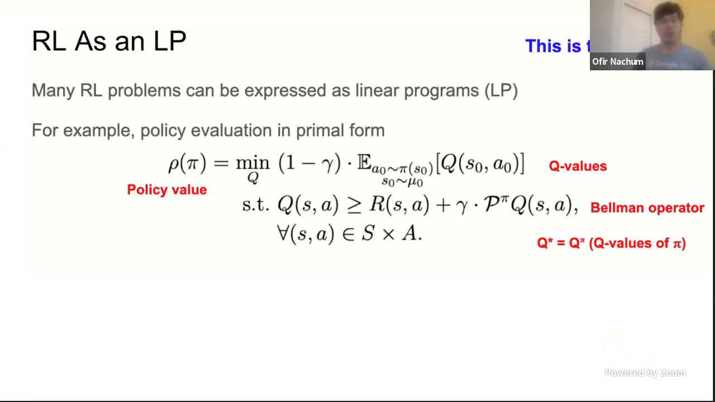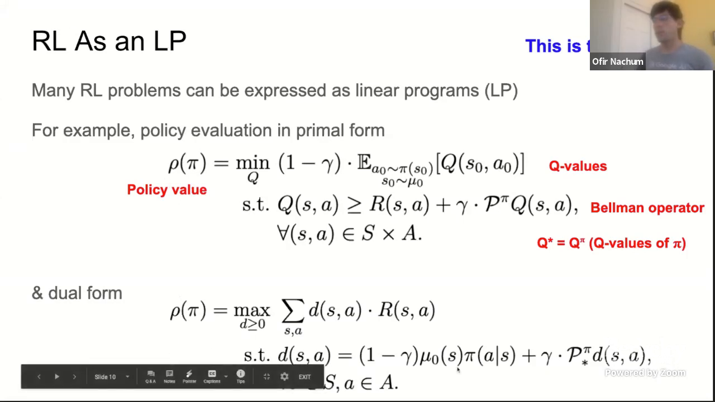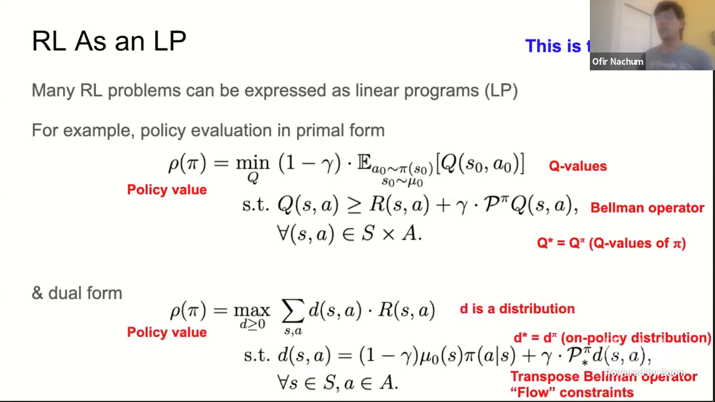So this is the QLP in its final form. And then naturally it has a dual form, which yields the same result, the policy value, but in a different manner. So you can see instead of Q values now, we have these D variables, which you can think of as a distribution. And the constraints are no longer the standard Bellman operator constraints we're used to. Instead, they're what's called the transpose Bellman operator, or you can think of them as flow constraints.